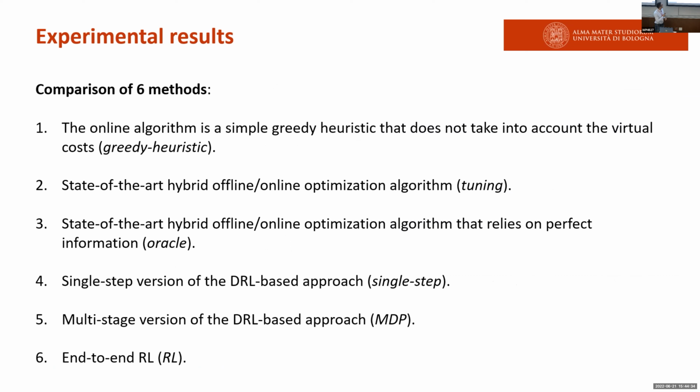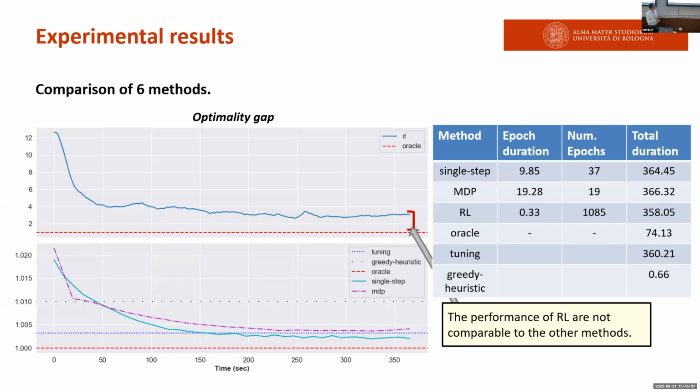Then we compare it with the state-of-the-art offline-online optimization algorithm that is called tuning, and with a revised version of this algorithm that relies on perfect information. This, of course, is not a realistic approach, but is only used to evaluate the optimal solution, and we call it Oracle. And then we also see the results for the method that I have described right now, so the single-step version, NDP, and the full reinforcement learning-based solution that we call RL.